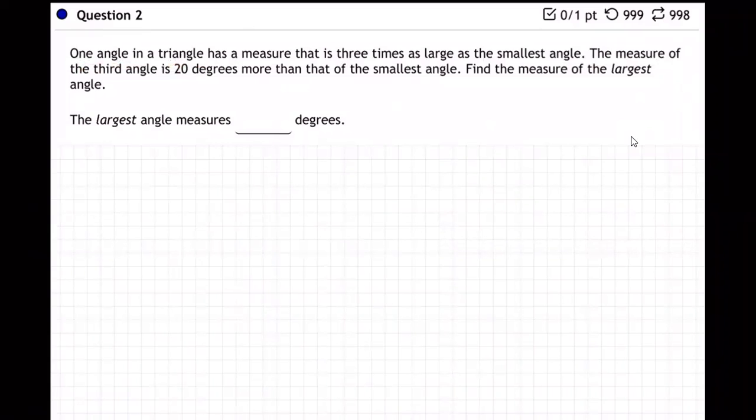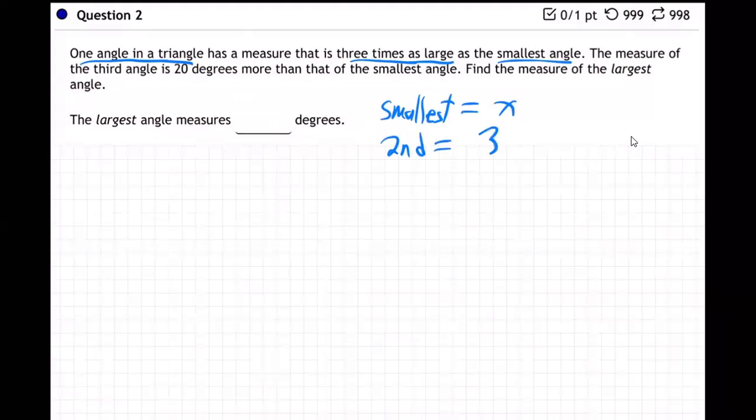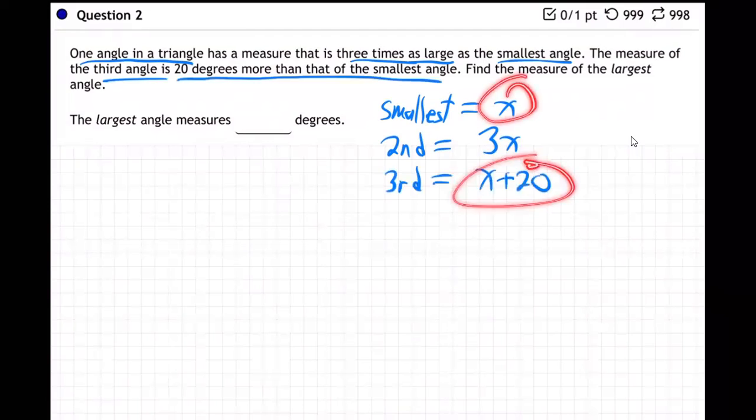They say one angle is 3 times as large as the smallest. So we could let the smallest be x, and the second angle is going to be 3 times as large, so 3x, right? And then the measure of the third angle is 20 degrees more than the smallest. So that's x plus 20, right? Because the smallest is x, and this is 20 degrees more than the smallest. So there's our 3 angles.